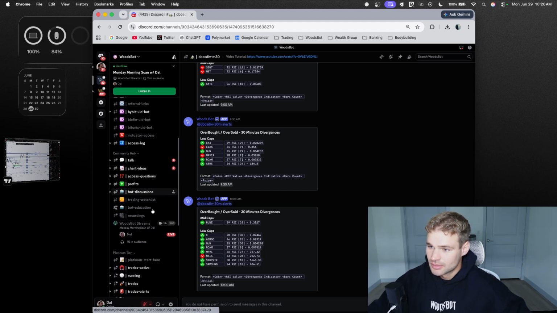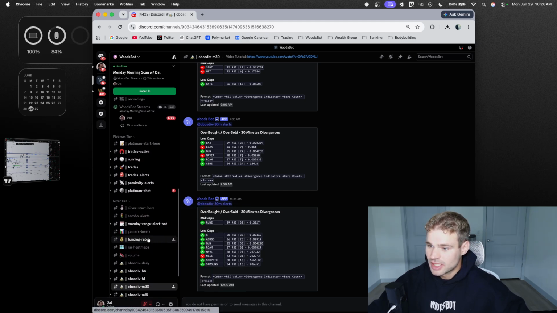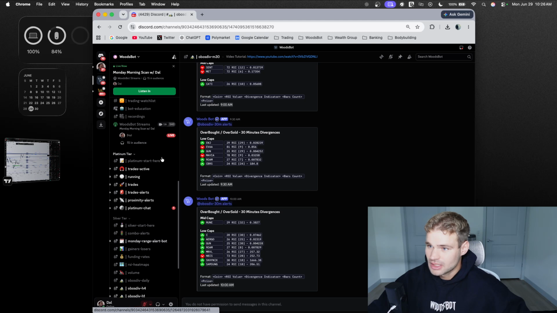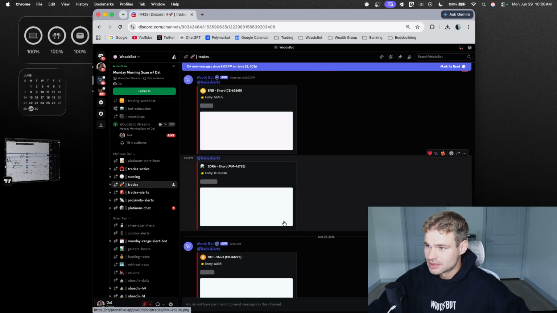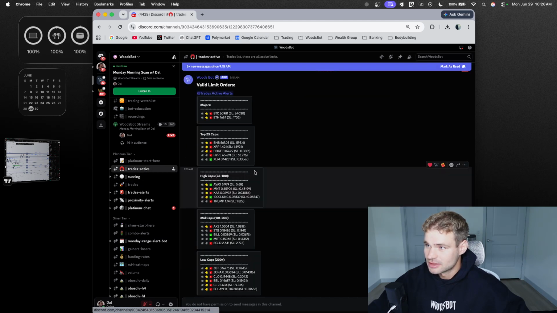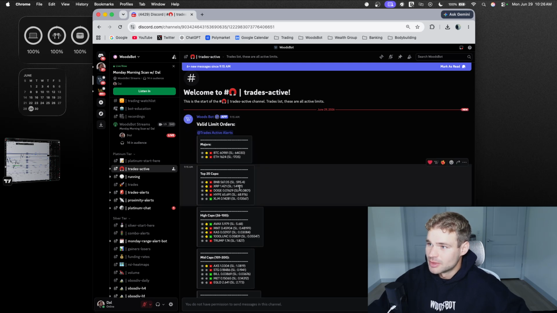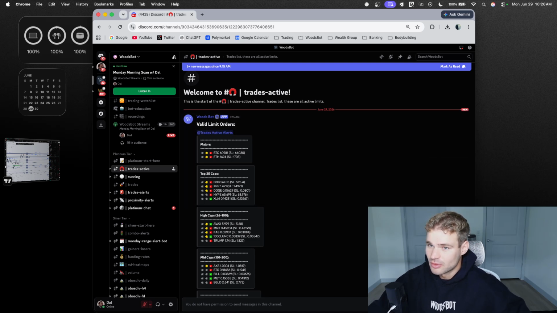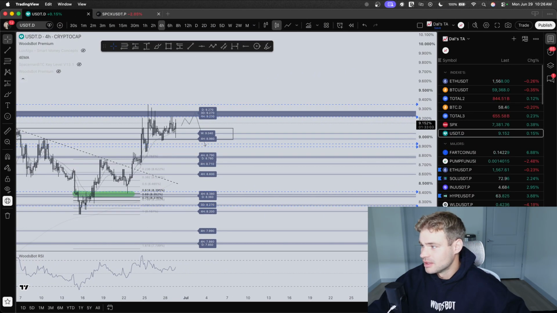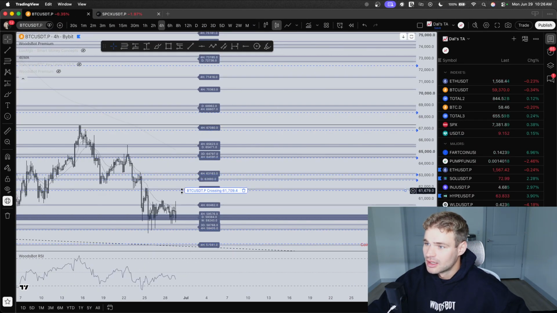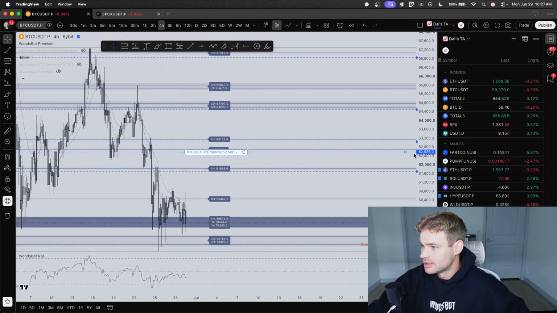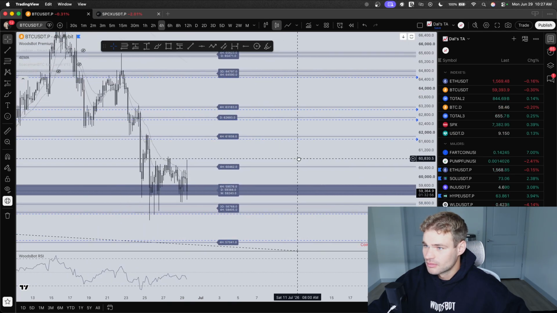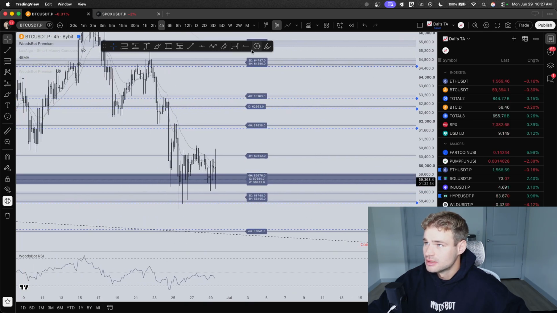Okay, second thing I do, let's go take a look at the platinum tier. Let's go see if there's any trades coming in. Or let's just go to trades active. Okay. Valid limit orders: BTC 60,981 and ETH 1624. Let's go take a look at BTC and see where the limit order bot is looking. So the limit order bot is looking for a sweep of the highs.